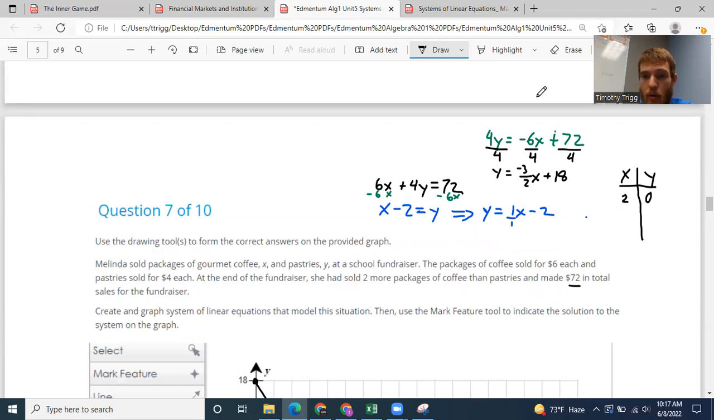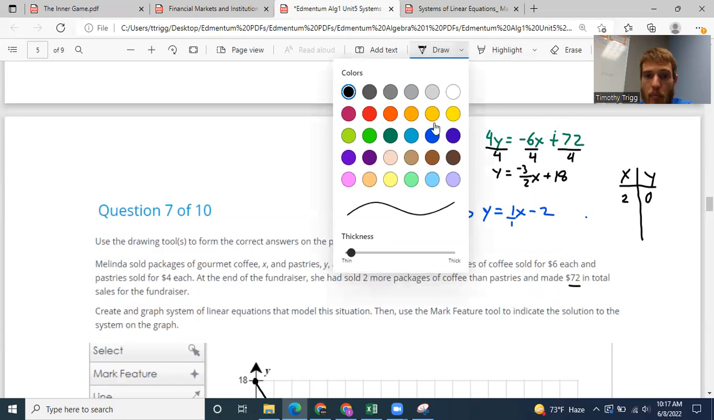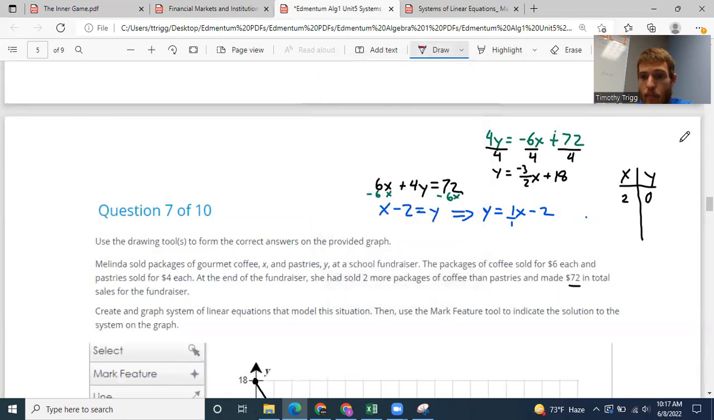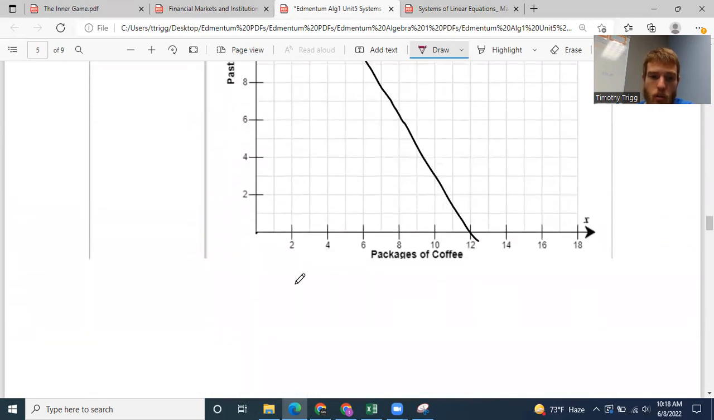So 2 comma 0. And then I could replace x with something else. Maybe I'll replace it with 3. 1 times 3 is 3. 3 minus 2 is 1. So I know it goes through 2 comma 0 and also 3 comma 1. And it goes like this because it has a slope of 1.